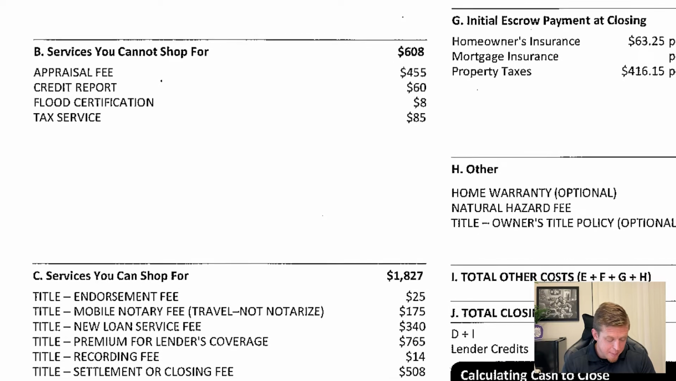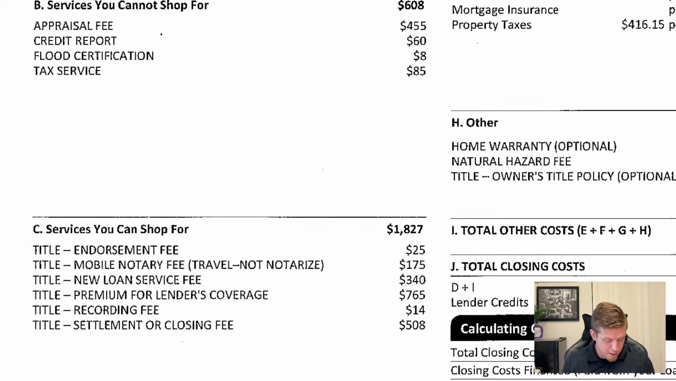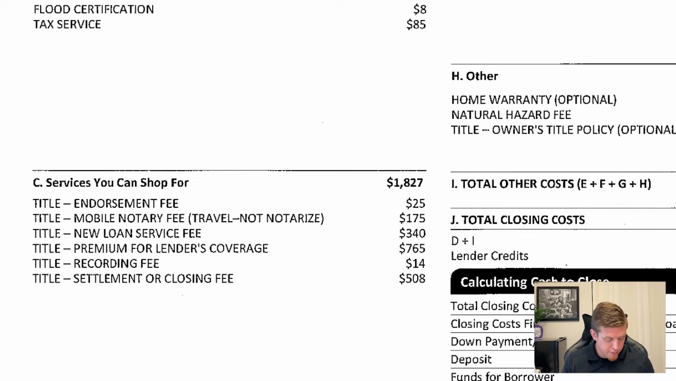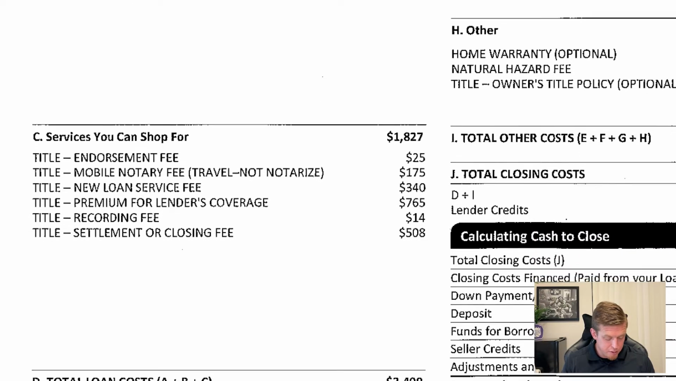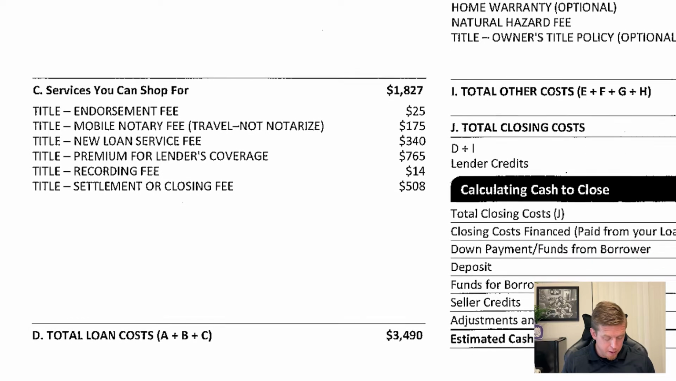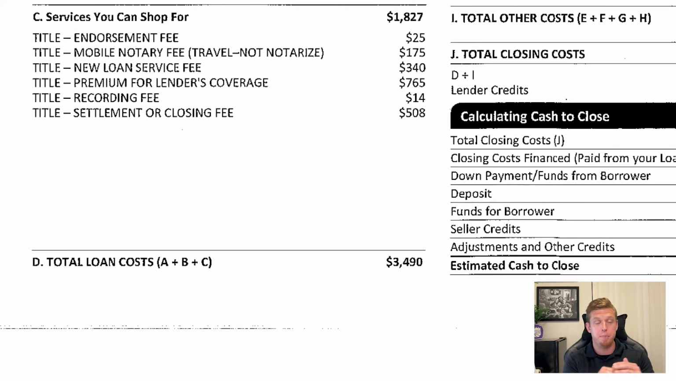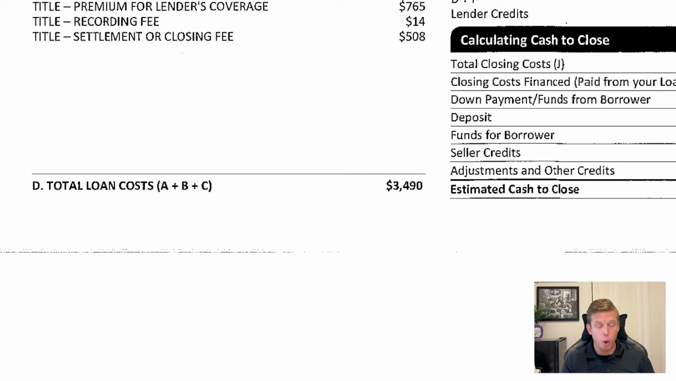And down in C, a bunch of title fees. You've got endorsement, mobile notary, loan service fee, lenders, title insurance, settlement and closing fee. So that's all there. And then D, on the bottom of the left side on page 2, is the total of all those costs. Now, with a refinance, it's important to look at this number because it's the true cost versus the right side being some prepaids. And this is how you kind of analyze whether a refinance is worth it or not. With a purchase, the analyzing is a little bit different. We won't even go into that.